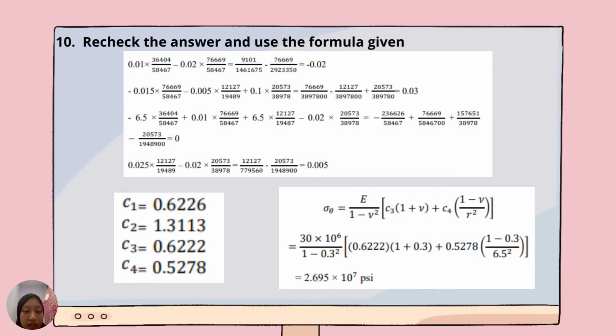Okay, and then we have to use the stress formula for the cylinder. We use C3 and C4, which are 0.6222 and 0.5278. By using the stress formula, we get 2.695 times 10 to the power of 7 psi.